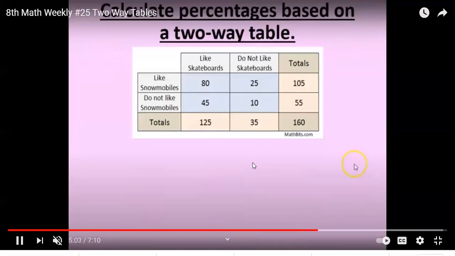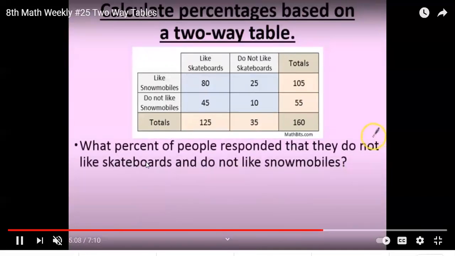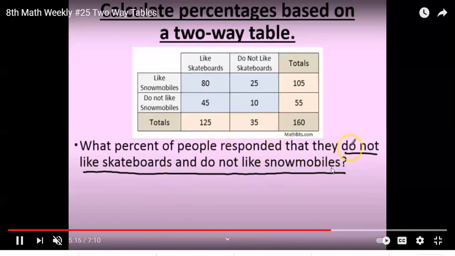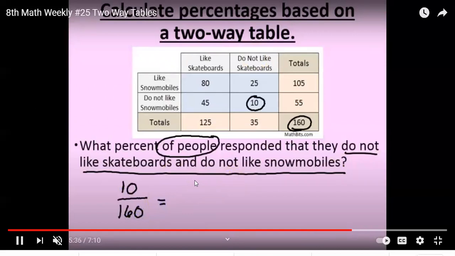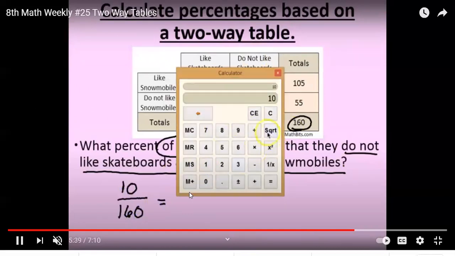The last part is how we can find the percentage from a two-way table. What percent of people responded that they don't like skateboards and don't like snowmobiles? Then we go to don't like and don't like, and where we stop, we will stop around 10. Here he said people, which means we are talking about all the people in the question. So it will be 10 over 160. So the answer will be 1 over 16.